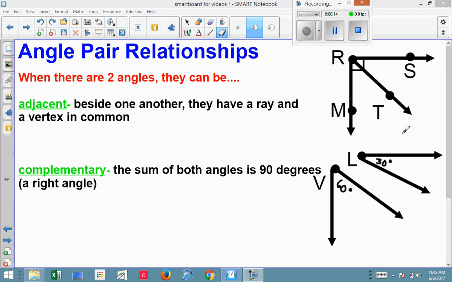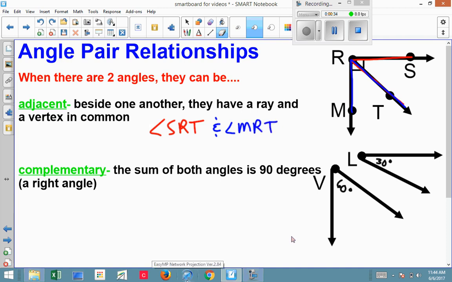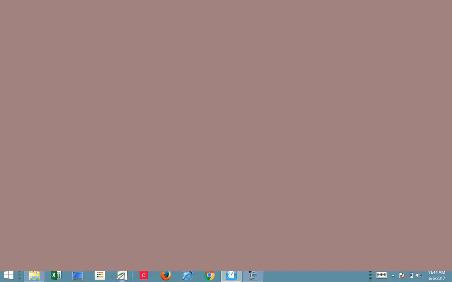So if I take a look at this diagram here on the right, I have angle SRT. I also have angle MRT. Angle SRT and angle MRT, they share ray RT and they share point R. That's their vertex that they have in common. So because they share a vertex and a ray, these two angles are considered adjacent angles. So angle SRT and angle MRT are adjacent.